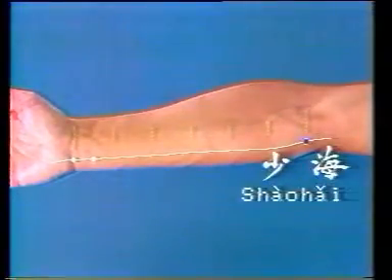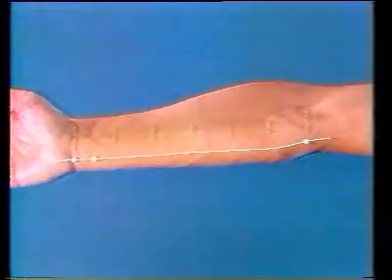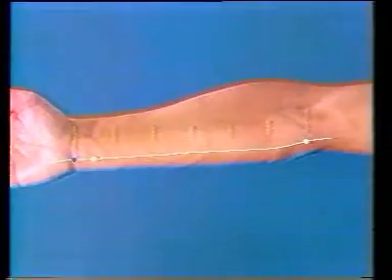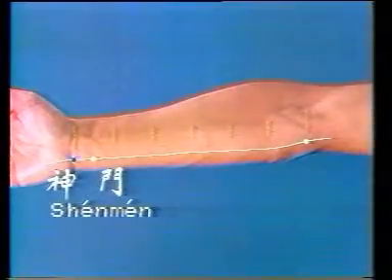少海 心经穴 Heart 3. 在肘横纹内侧端与肱骨内上髁连线的中点处。 With the elbow flexed, at the midpoint of the line connecting the medial end of the cubital crease and the medial epicondyle of the humerus. 通里 心经穴 Heart 5. 在前臂掌侧,腕横纹上1寸。 On the palmar side of the forearm and on the radial side of the tendon of the ulnar flexor muscle of the wrist.